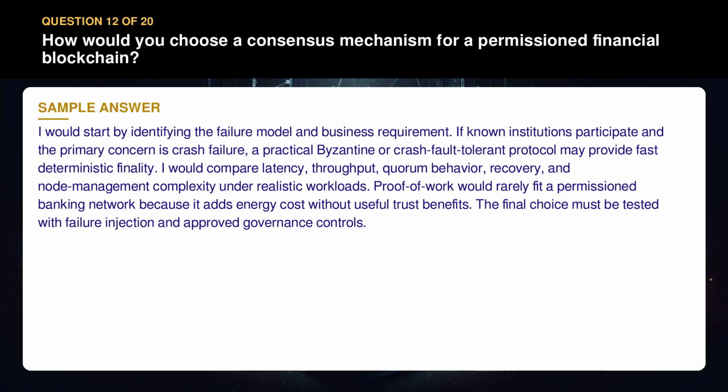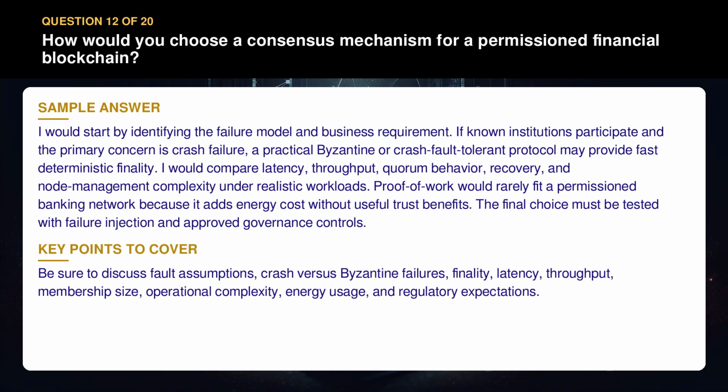If known institutions participate and the primary concern is crash failure, a practical Byzantine or crash fault-tolerant protocol may provide fast deterministic finality. I would compare latency, throughput, quorum behavior, recovery, and node management complexity under realistic workloads. Proof of work would rarely fit a permissioned banking network because it adds energy cost without useful trust benefits. The final choice must be tested with failure injection and approved governance controls.